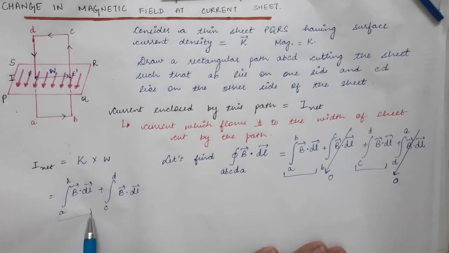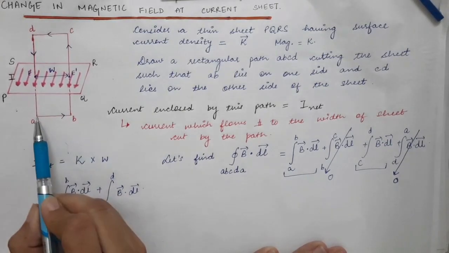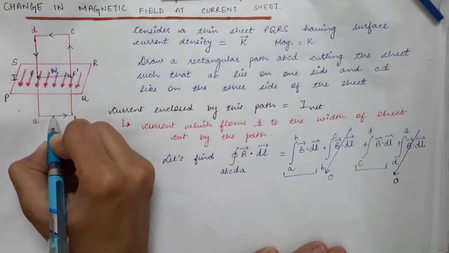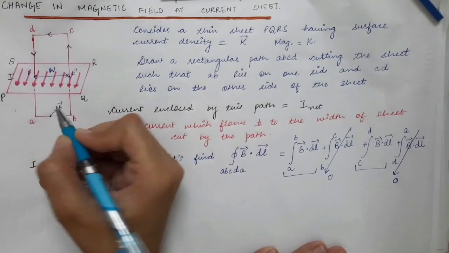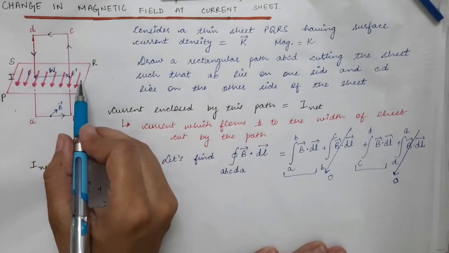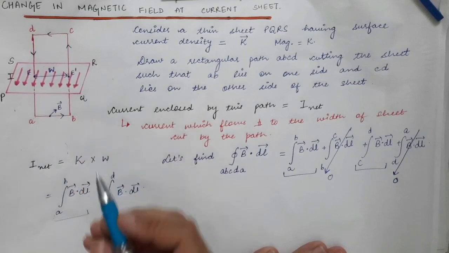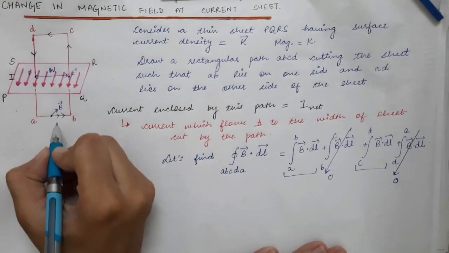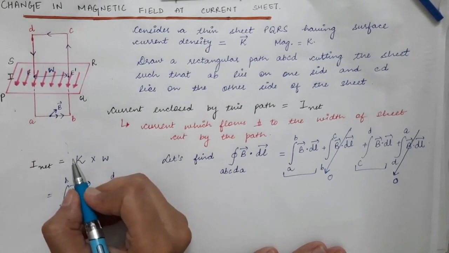Now the first term: we have the line integral of the magnetic field from A to B. At every point, let's say at this point, the magnetic field is pointing in this direction due to the current flowing in this sheet, and the dl vector will point in this direction because we are moving in the anti-clockwise direction. So this is the direction of the dl vector and this is the direction of the magnetic field vector.